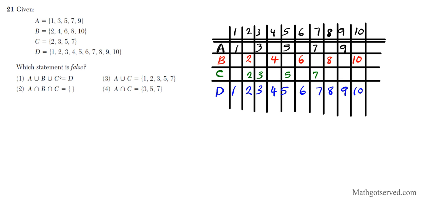All right, so now it says which of the statements is false. Let's take a look at option 1. We have A union B union C equals D. So is this statement true or false? If it's true, then we'll move on to the next one, okay?